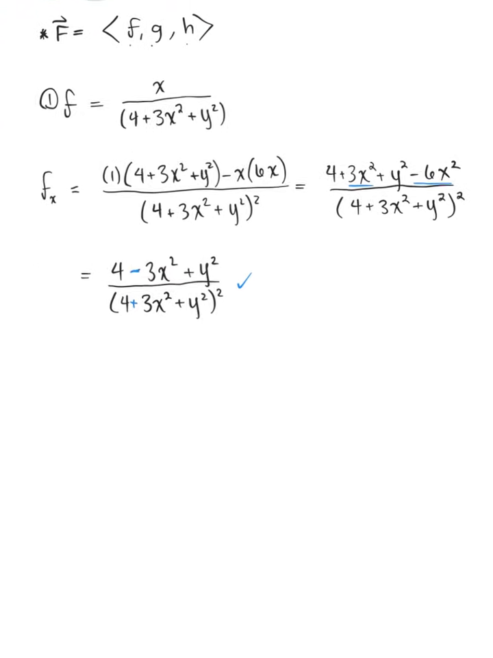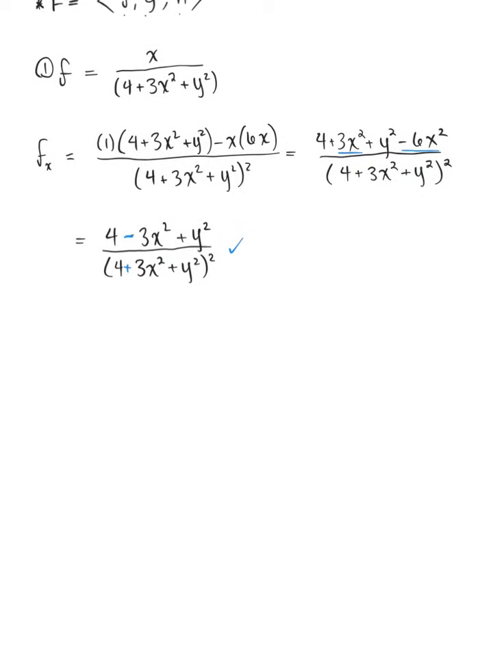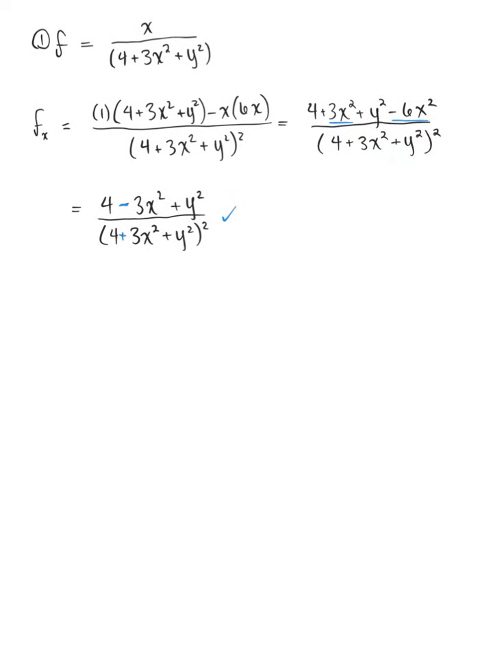So we need to do the same thing now for g and h. So g here, our g component, is defined as y, and that's all divided by 4 plus 3x squared plus y squared. And we want to now take the partial derivative of g with respect to y. And again, you can either use a product rule or a quotient rule. Pick your favorite and go.